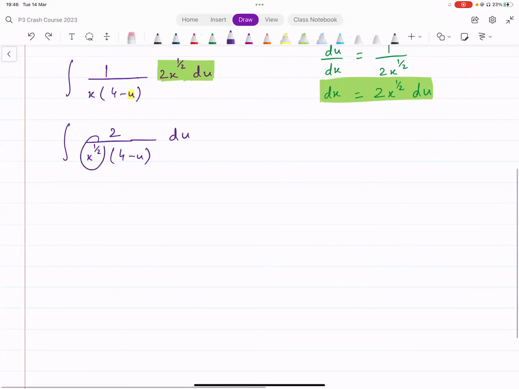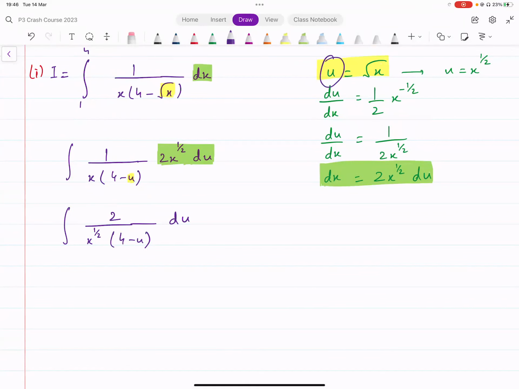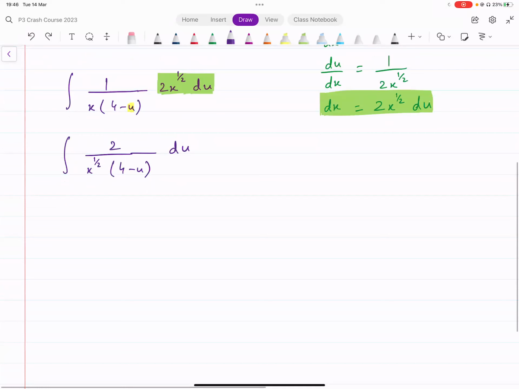I still have this x power 1 over 2 here. Now I know x power 1 over 2 is exactly what u is, so I can replace this with u as well, so that it becomes 2 over u into 4 minus u, with respect to u. And now you have everything in terms of u, so you should be able to integrate this. So you first have to convert everything in terms of u. Once you're done with that, you can try to integrate it.